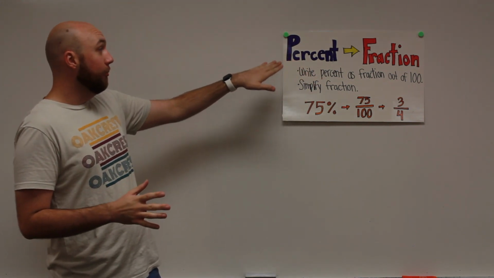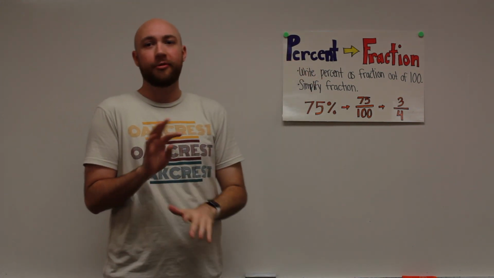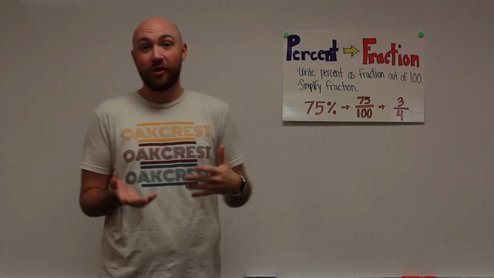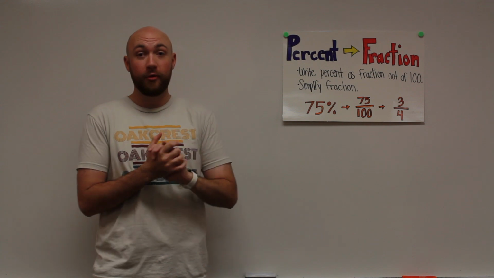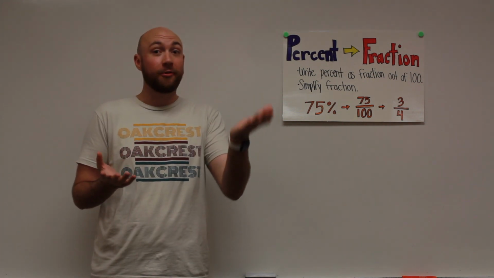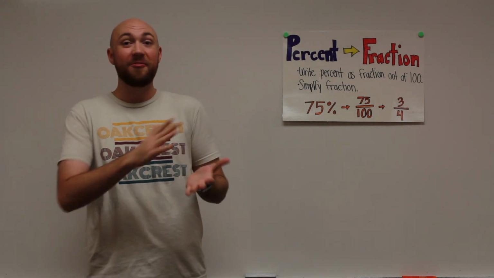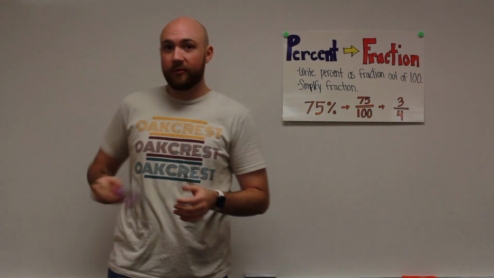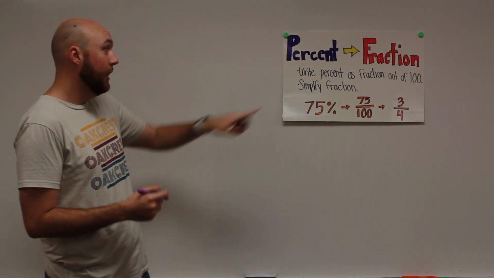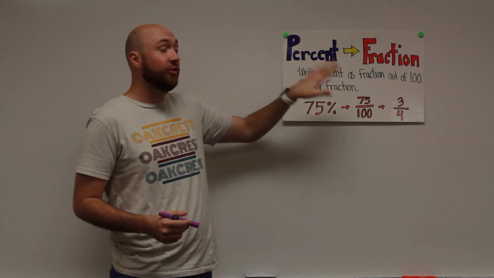So to go from percent to fraction, we kind of need to know what a percent is. The definition of percent actually means out of 100, right? So if we have 50%, it translates to 50 out of 100. So the best way we can do this to make it a fraction, the first step is to write the fraction out of 100.